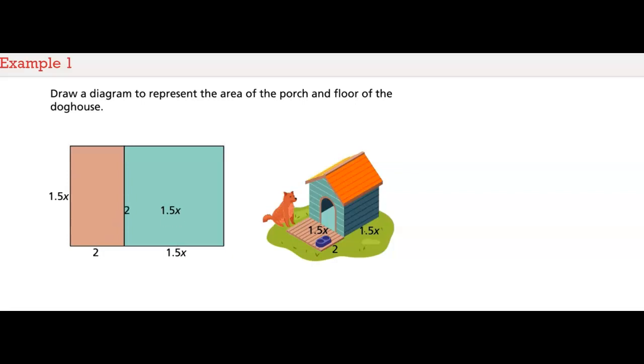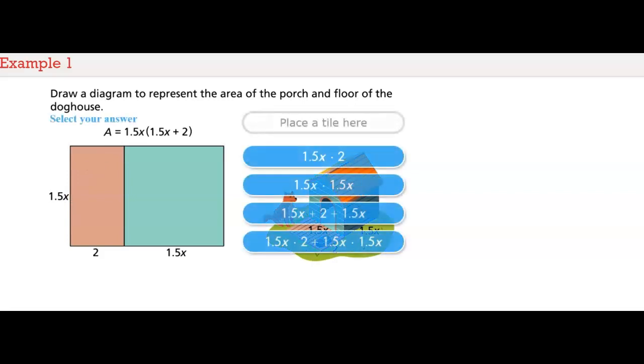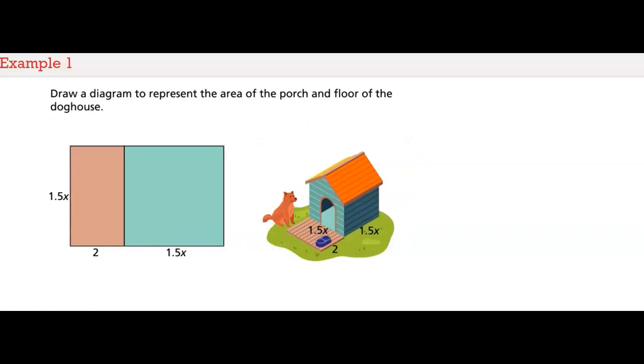You can add the two lengths and multiply by the width to find the total area. Select your answer. Equivalently, you can add the areas of the porch and the floor to find the total area. The area of the porch is 1 5/10 times x times 2. The area of the doghouse is 1 5/10 times x times 1 5/10 times x.